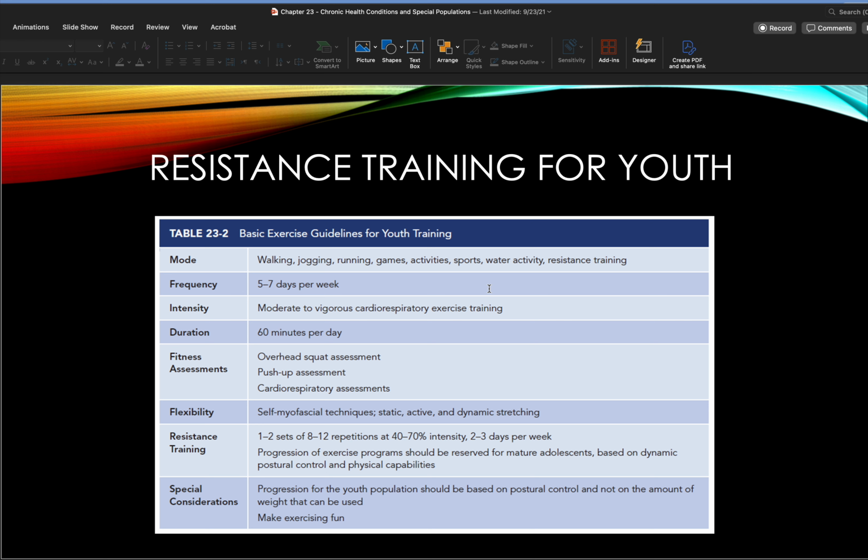So what are some of the details related to youth? Here we are: modes are pretty much the same as what adults can do, frequency is very similar. Intensity, you're going to be able to do moderate to vigorous, because they can handle it. The recommendation is 60 minutes per day. There are always some good fitness assessments that you can do that are related to adults. Flexibility, they can still do those things.